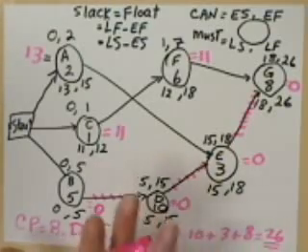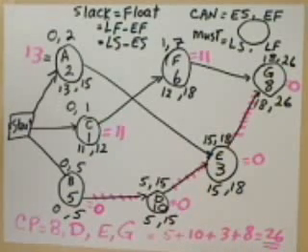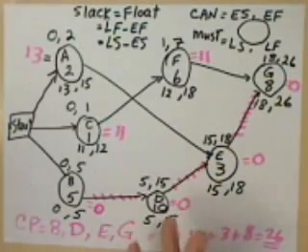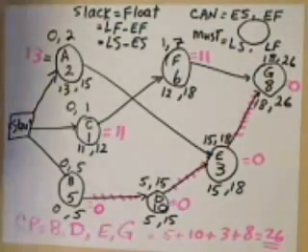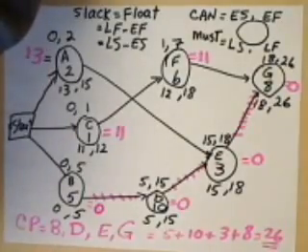So the critical path is defined to be the longest path through the network, and it tells us the shortest time, or the minimum amount of time, that the project can be conducted in. And that concludes our session on critical path method.